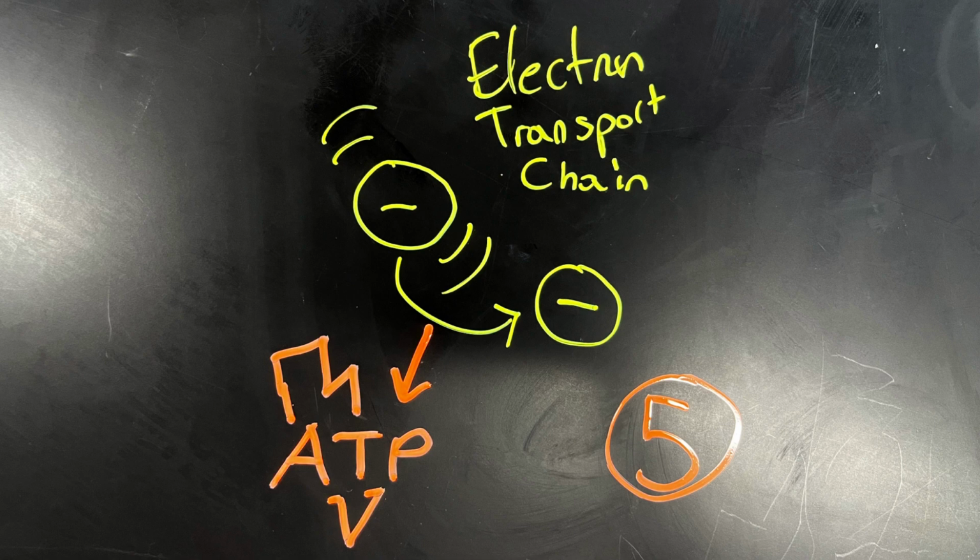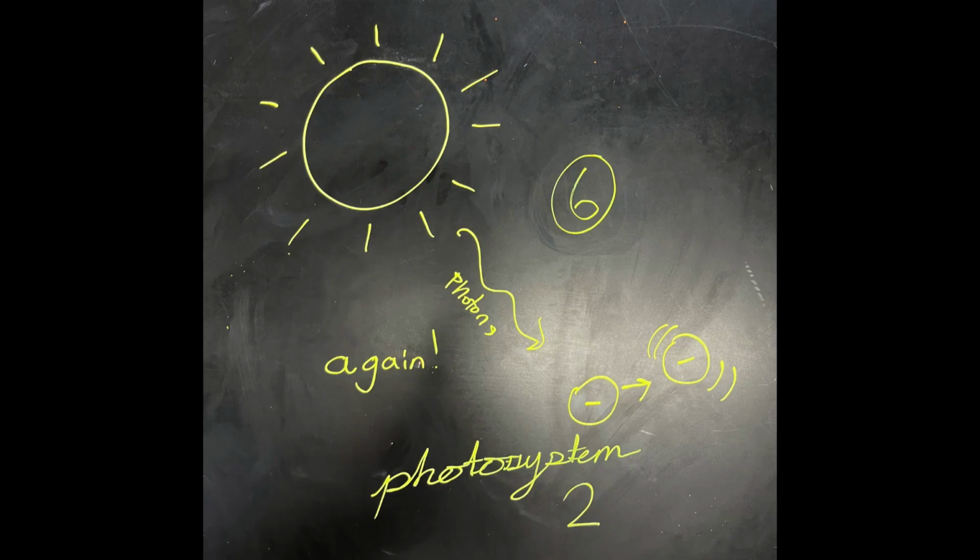These excited electrons enter photosystem 1 and undergo an electron transport chain, producing ATP and returning the electron to its dormant state. In photosystem 2, the electrons are once again excited by photons and get carried away in pairs of 2 by NADPH.